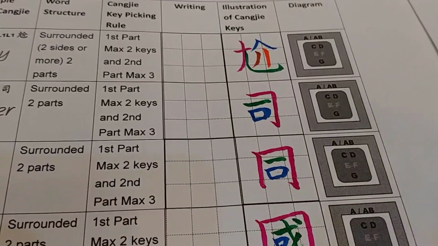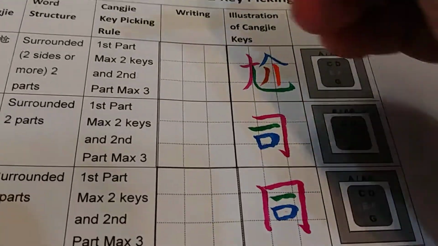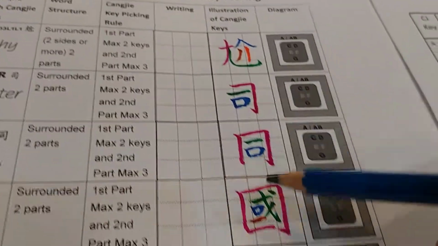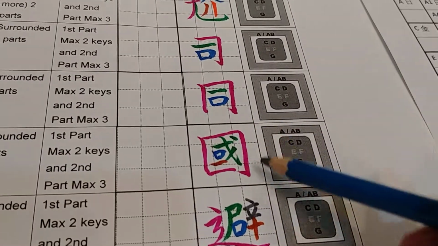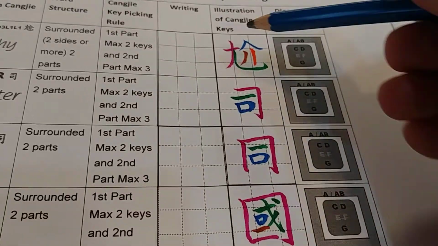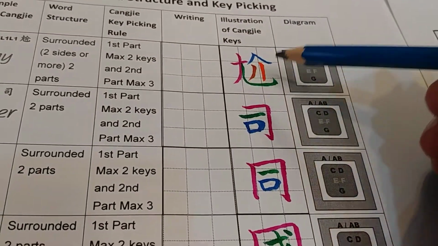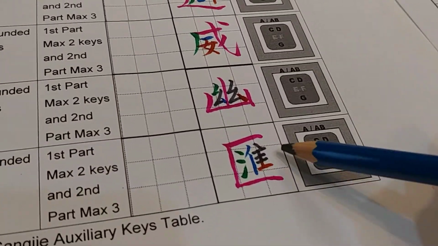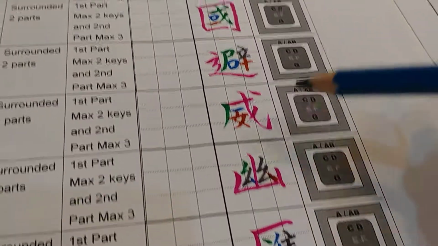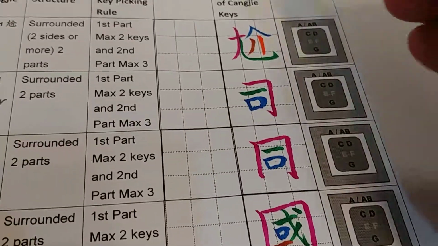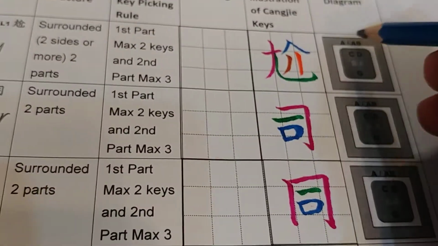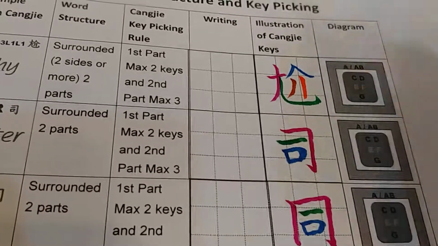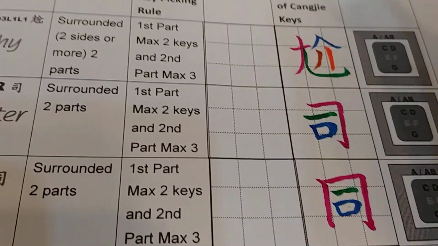Okay, the third type of the 2 parts structure is the surrounded structure. As you can see, this is surrounded by all sides, but sometimes it's 2 sides and sometimes is surrounded by just like this one, 3 sides. Okay, they are all called surrounded structures. And in surrounded structures, the outside structure takes 2 keys and the inside takes 3 keys.